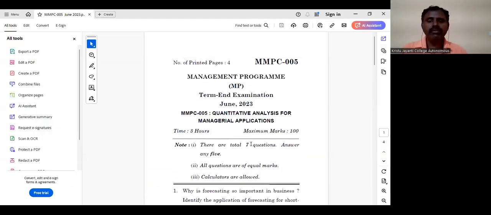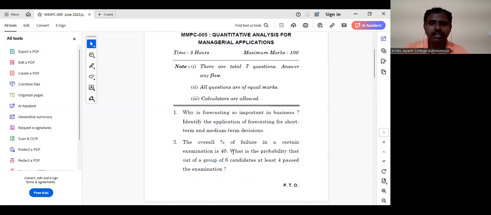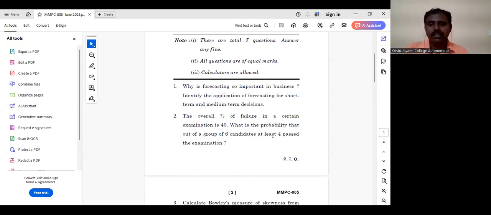Okay, this is the June 2023 question pattern. Here they ask some theoretical question, and here, this question I also explained. I shared the material also. The overall percentage of failure in a certain examination is 40. What is the probability that out of a group of 6 candidates, at least 4 passed in the examination? Okay, this also I explained.